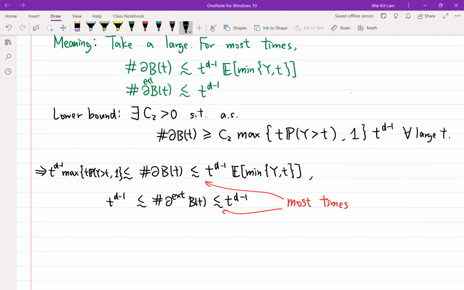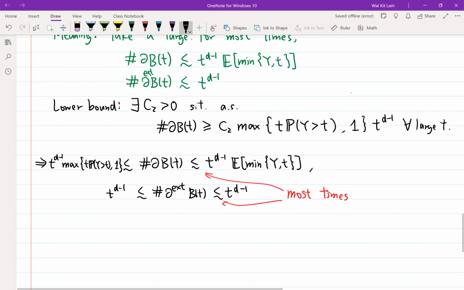So let's look at some examples to see how we can understand the upper bound and lower bound for the boundary, because it might be difficult to understand this expectation, and this t times the probability that y is greater than t. So first, if the mean of y is finite, then you can show that for the right-hand side, the expectation here, as t goes to infinity, by say the dominated convergence theorem, converges to the expectation of y. Okay. So in other words, the upper bound is t to the d minus 1.